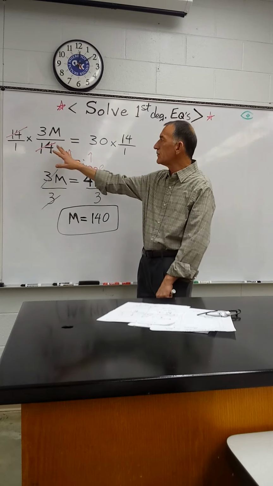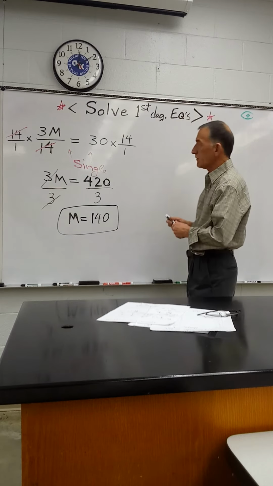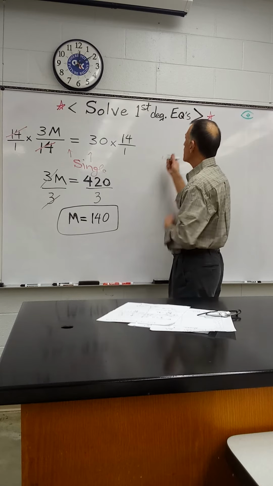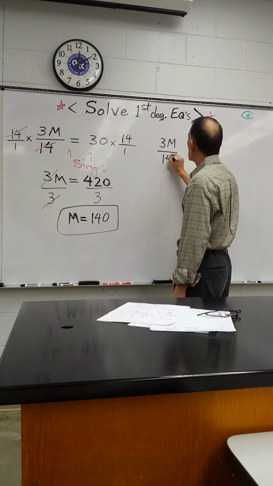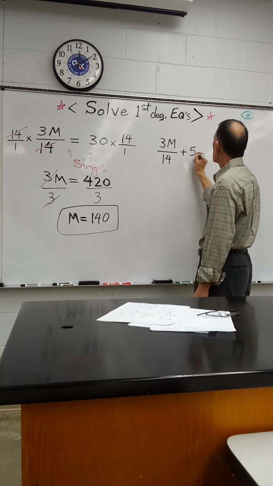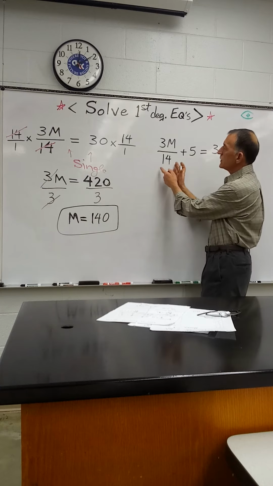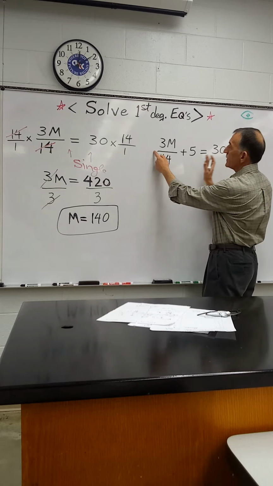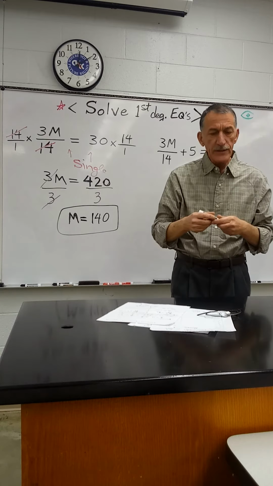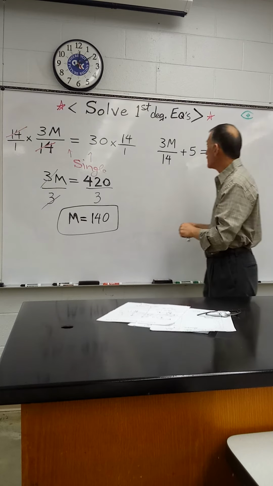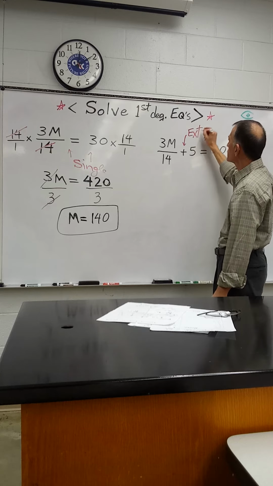I'm going to show you what would happen if you had an extra term. Once again, we'll get rid of the extra term. So what happens if you have 3m over 14 plus 5 equal to 30? Well, you cannot multiply by 14 on just one term; if you multiply by 14, you have to multiply every term by 14. That's one way to do it. The other way is to get rid of the extra term. You know we have the extra term, so therefore get rid of it.